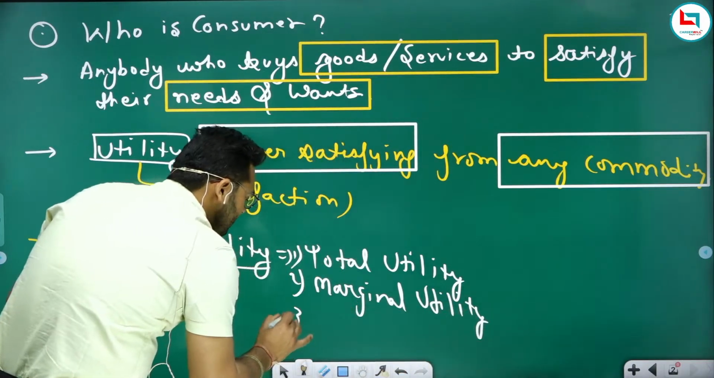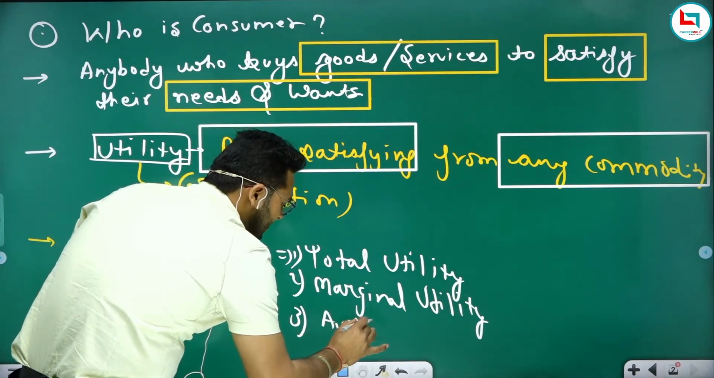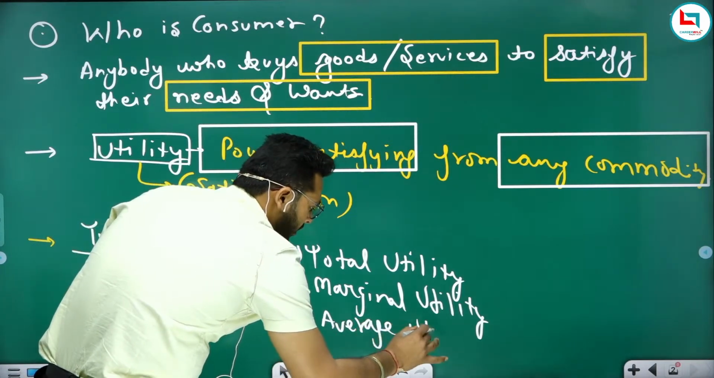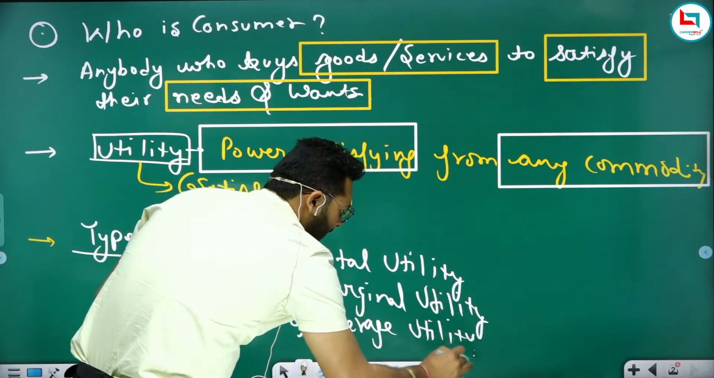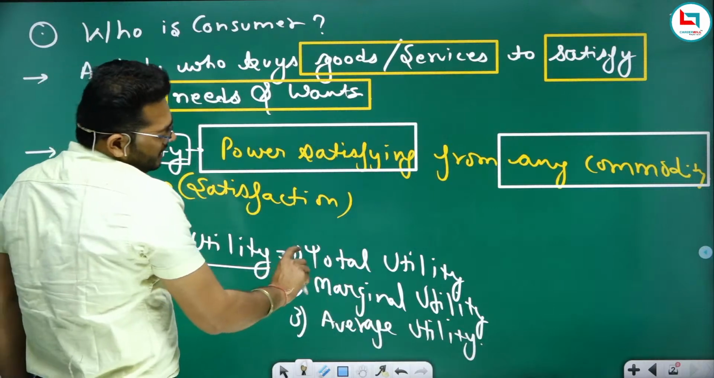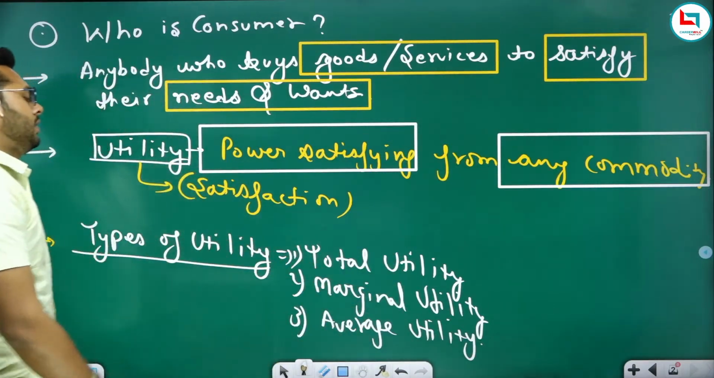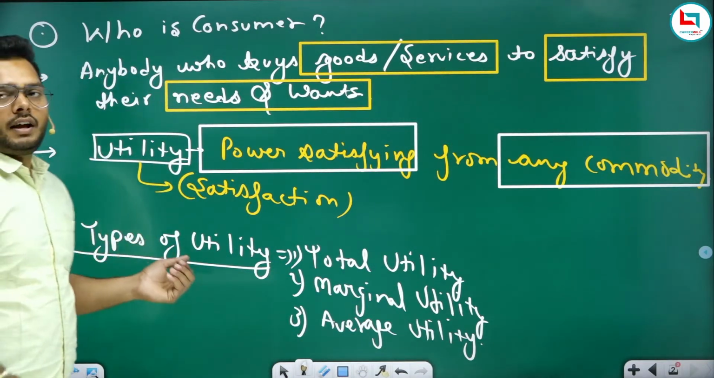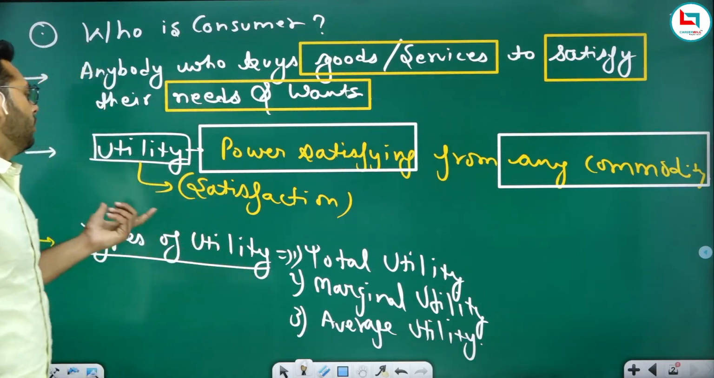And the third one is average utility, but we do not need to understand this average utility. We need to understand only these two parts, total utility and marginal utility. So first of all, we have explained what the meaning of utility is.